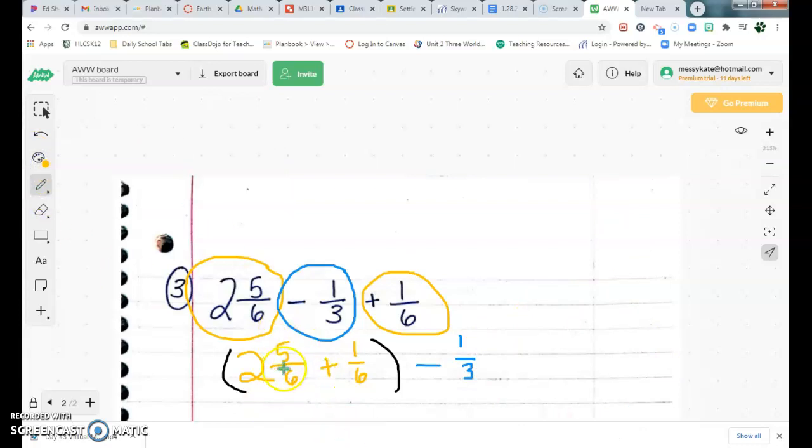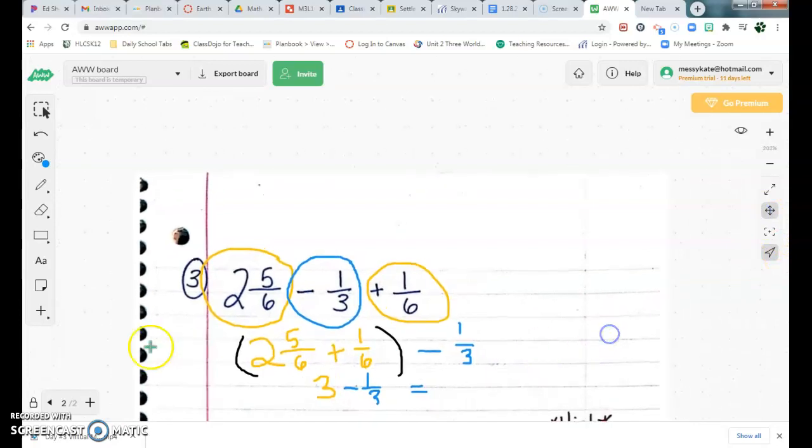Well, I know that 5/6 plus 1/6 is going to get me 6/6, which is 1 whole. 1 whole plus 2 is going to get me 3. Now I'm going to bring down my subtraction 1/3. And again, I can do this in my head. 3, take away 1/3. I have 3 wholes and I take 1/3 of it away. I'm going to be left with 2 and 2/3. Again, I didn't have to do the butterfly method at all. If I wanted to put this 3 over 1 and do the butterfly method, I could.